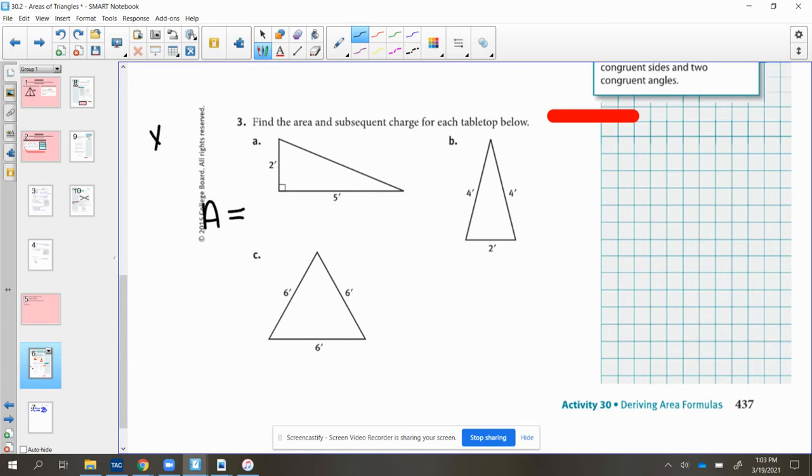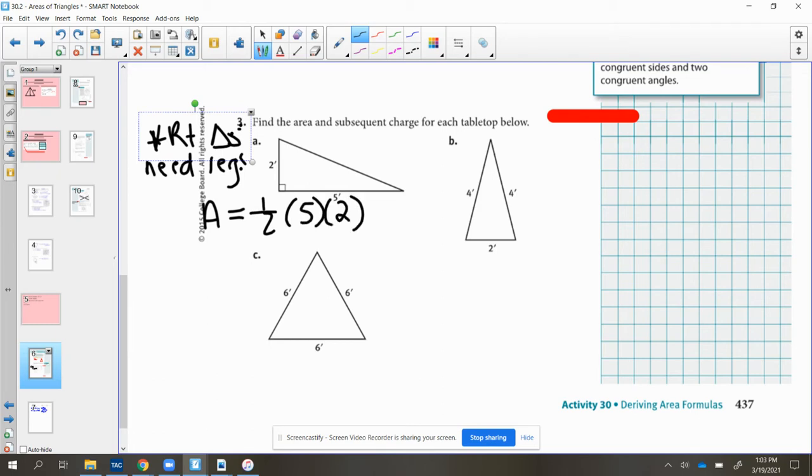Okay, again, with the right triangles, you need the legs to be able to find area. So in this case, we're good to go. We would do 1/2 base times height. So half of 5 times 2, half of 10 is 5. And then again, we're dealing with feet squared on this one.